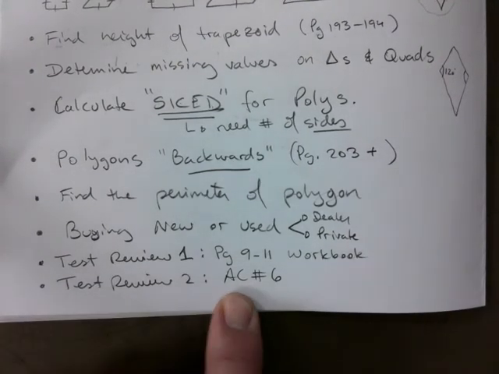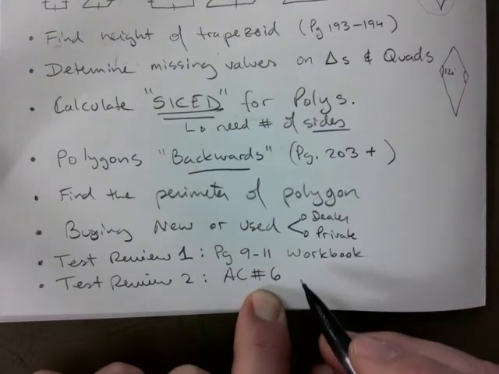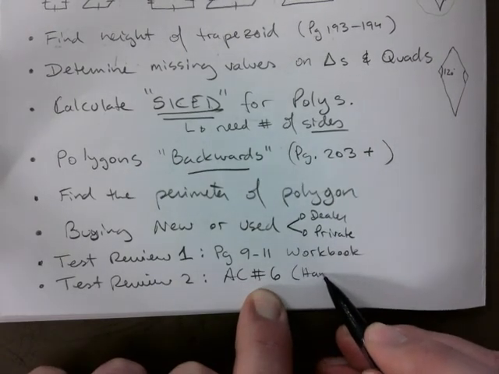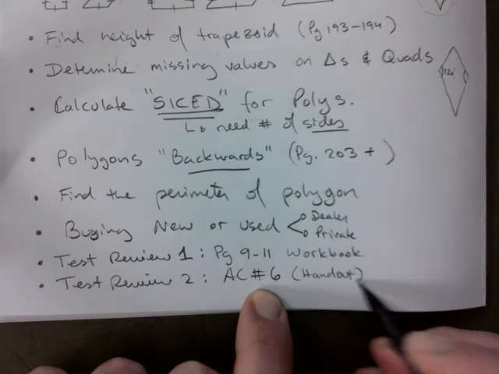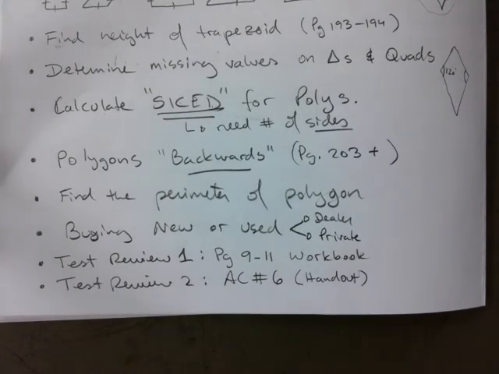Test review 2, which is a bit more challenging, but it's going to prepare you well. I'm going to give you an old AC. It's called AC number 6. This is a handout that I will give you to prepare. And one more thing, because this one is often not done well on a test. So I will kind of give you a preview of what I'm talking about.